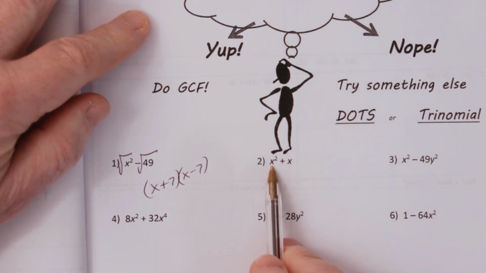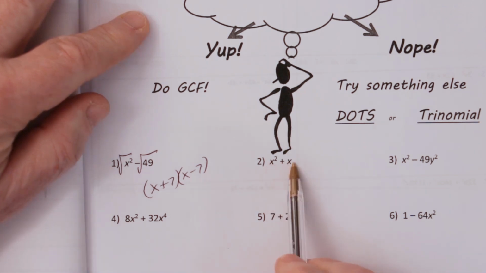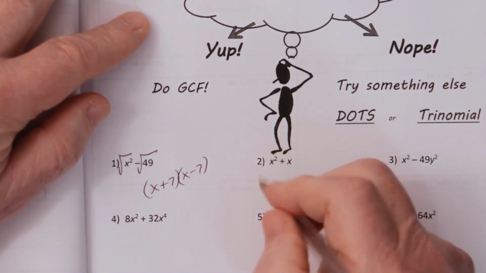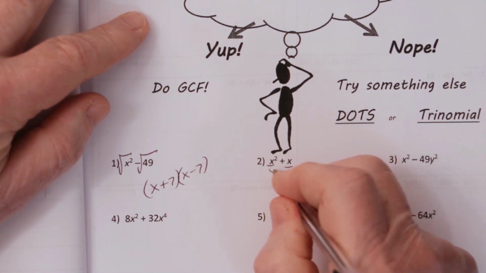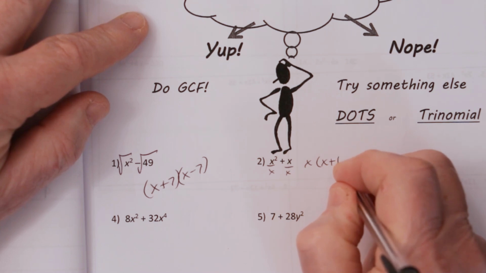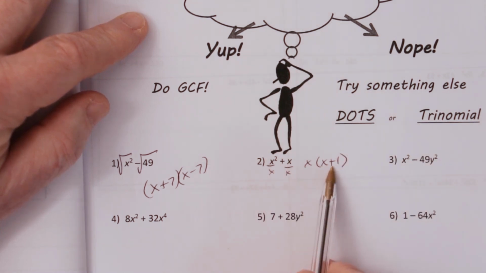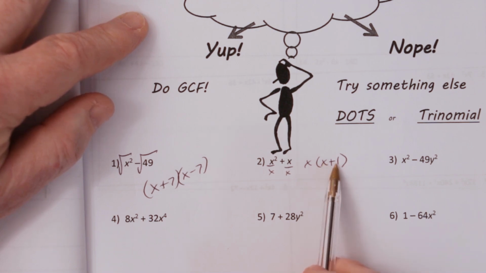So this one, well, first of all, it's not a trinomial, so you can't do trinomial factoring. And they just have an x in common, so you're going to factor out an x. Okay, and always look at what you have in your leftovers. Can I do anything more with that? Like if this was x squared minus 1, well, then you could do dots with it, but it isn't.